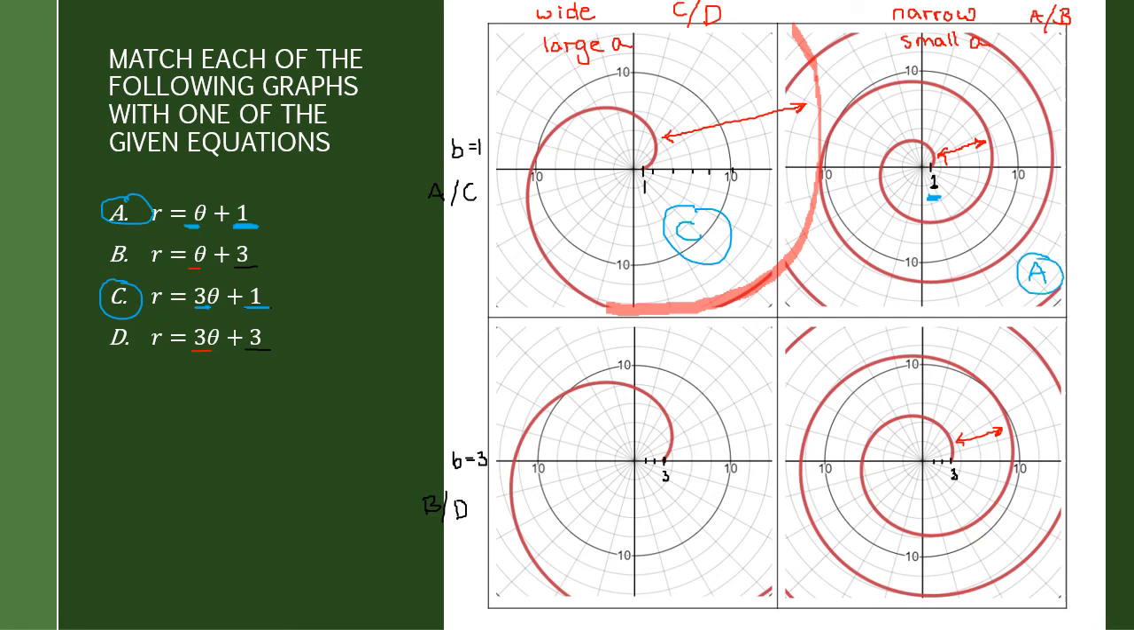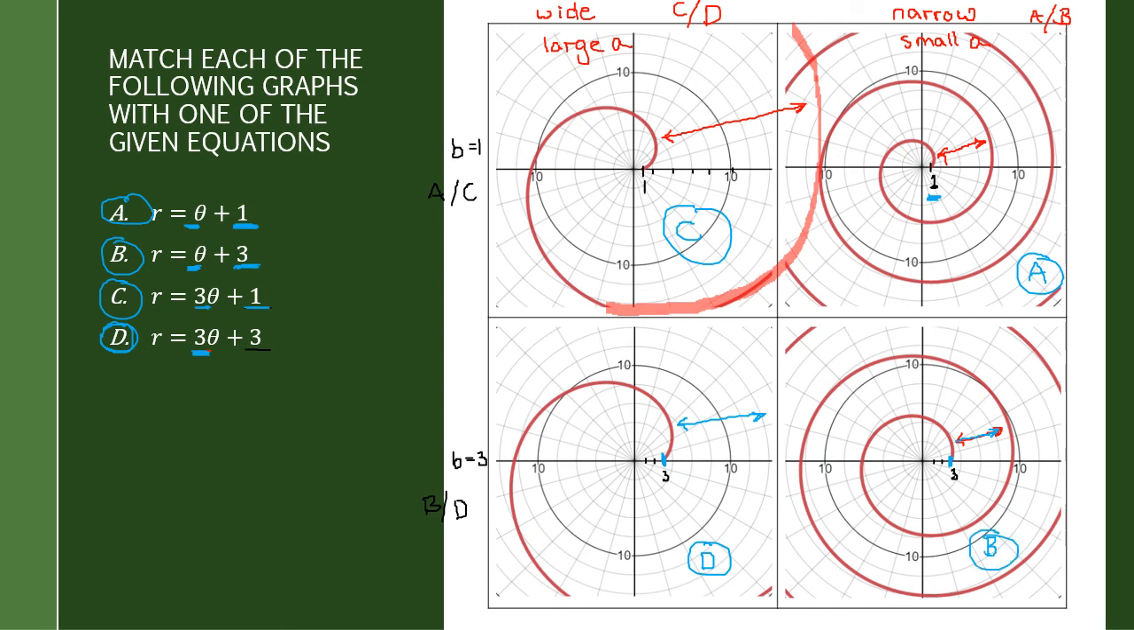On the bottom left, I've got a starting point of 3. So I'll need a plus 3 in my equation, and this is a wide or a loose coil, which means a larger A value. So between the 2 remaining equations, option D is the one that has the larger A value. So this one here on the bottom left matches equation D. And then lastly, we have this one here with the starting point of 3, matching the b value of 3 and the narrower or smaller a value, the leading coefficient of 1. So that matches up with graph B.